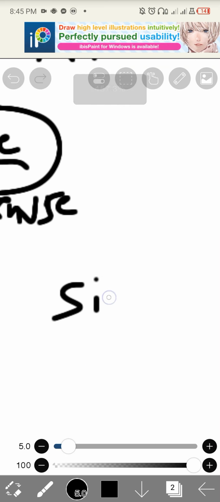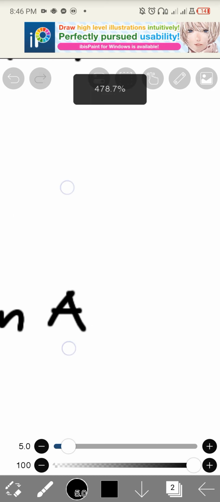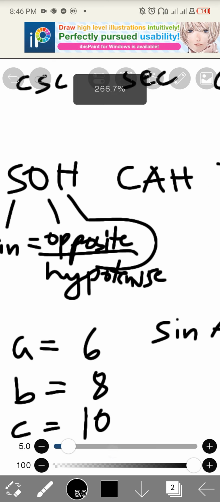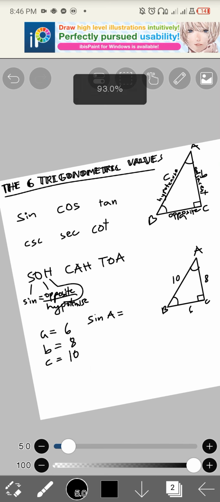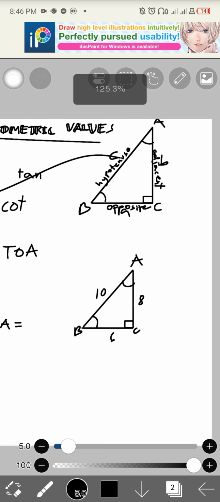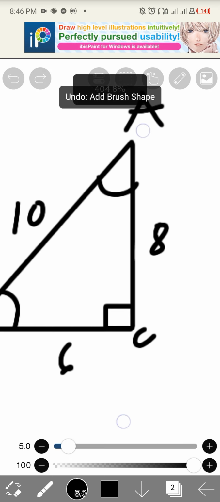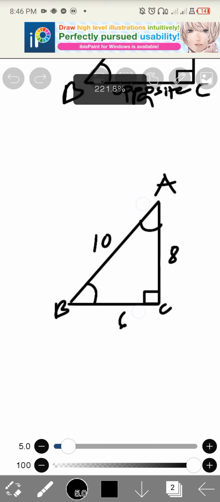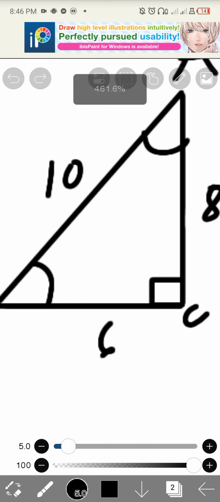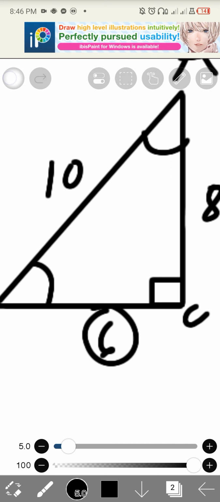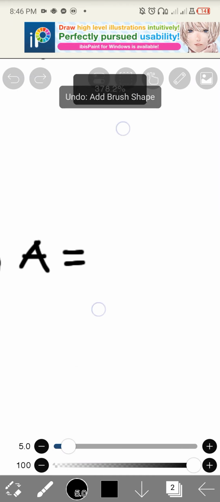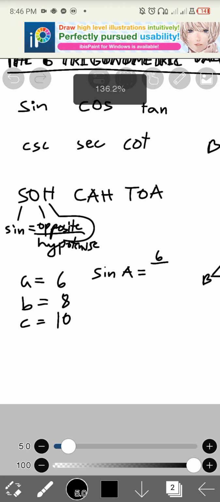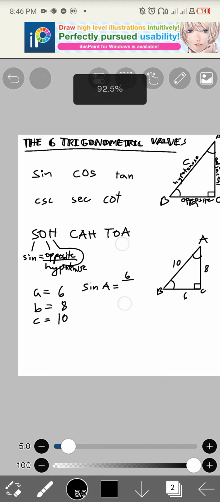Sine of angle A is equal to opposite over hypotenuse. So let's apply that now. Which side is opposite angle A? Yes, that's right, it is 6. So sine A equals 6 over the hypotenuse.